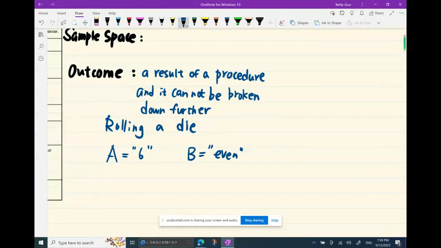To compare with that, we have B. B is not an outcome. Do you agree? You know why? Because the result of getting an even number can be broken down into 2 or 4 or 6, right? So B could be broken down even further. So result B is not an outcome, and result A is an outcome. Please let me know if I'm clear about the difference between A and B, and why A is an outcome and B is not.